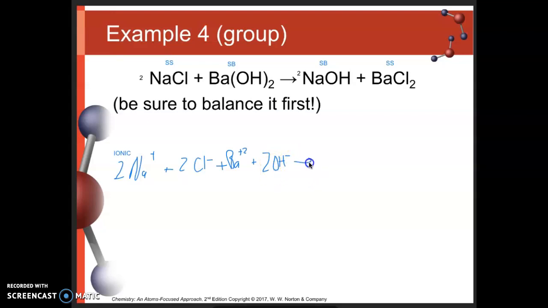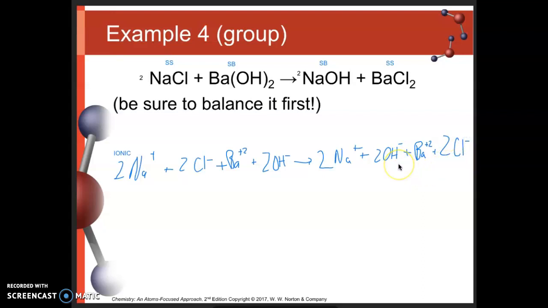On the product side, I've got 2 sodiums. I've got 2 hydroxides. I've got barium ion. And I've got 2 chloride ions.